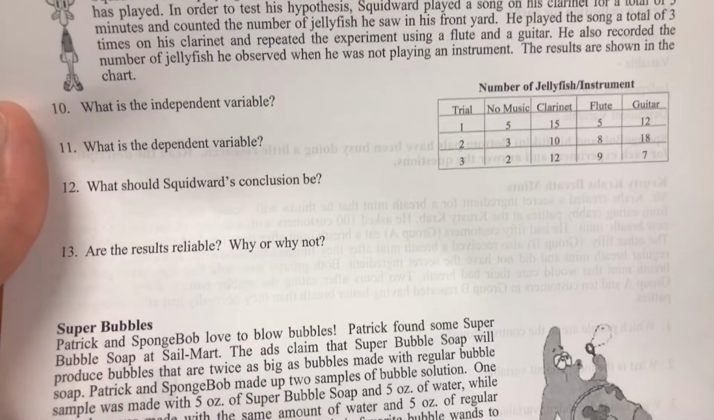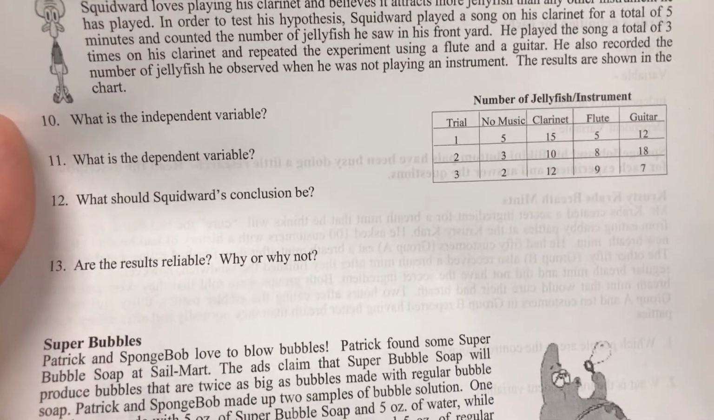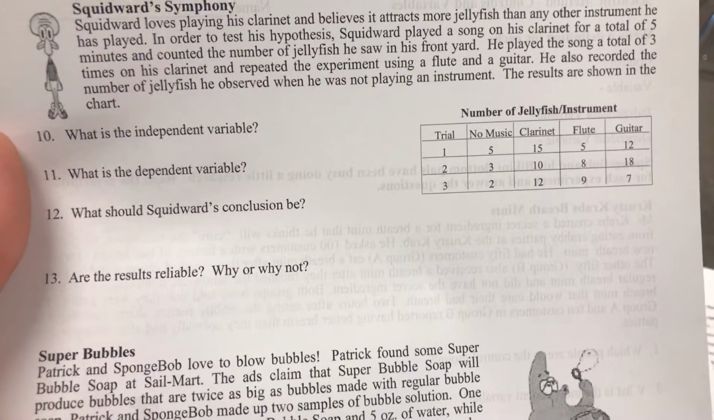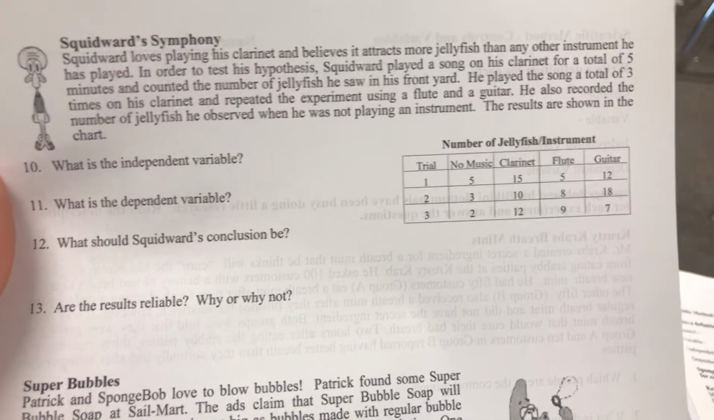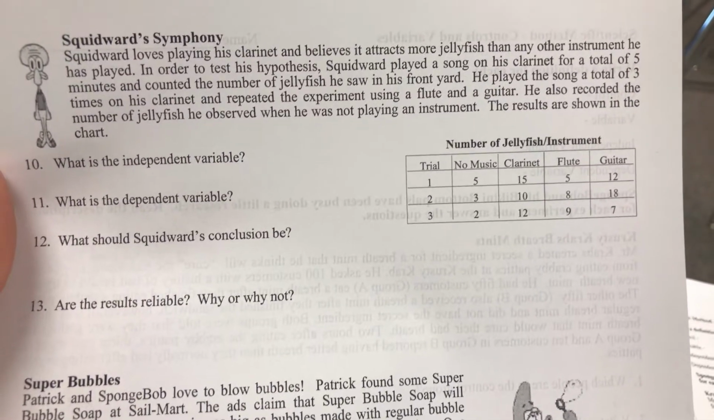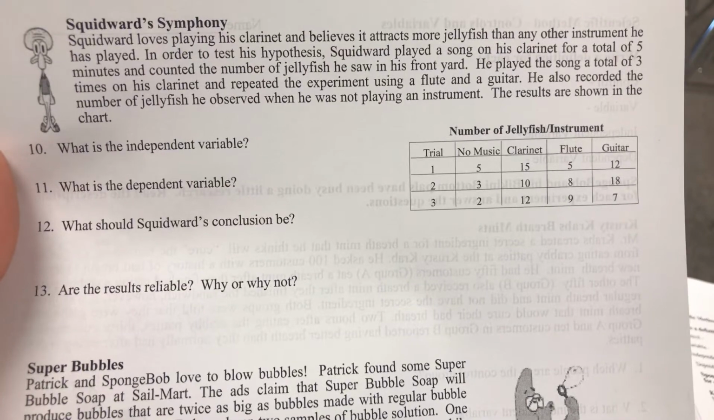The results are shown. So the independent variable would be what he was changing on purpose. And that would be the type of instrument he was playing. The dependent variable, what was he observing? The number of jellyfish. What should his conclusion be?